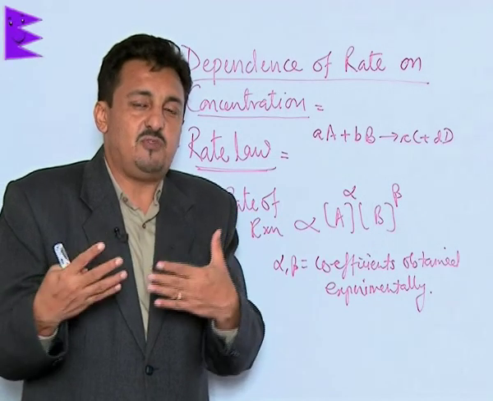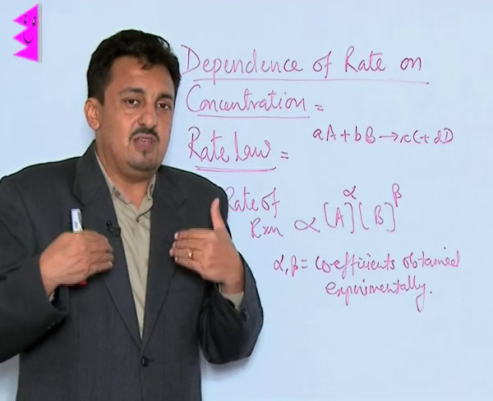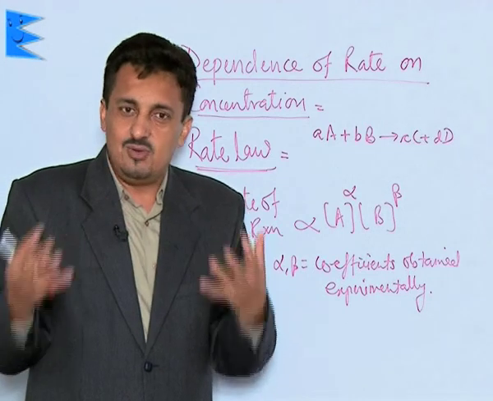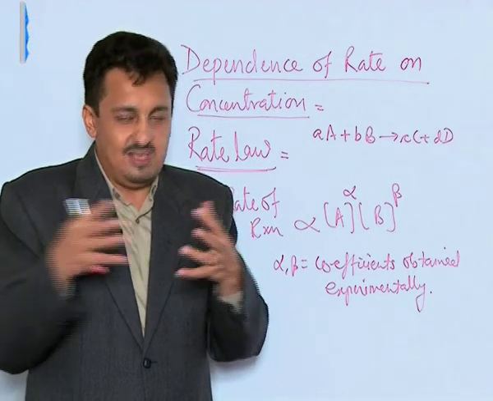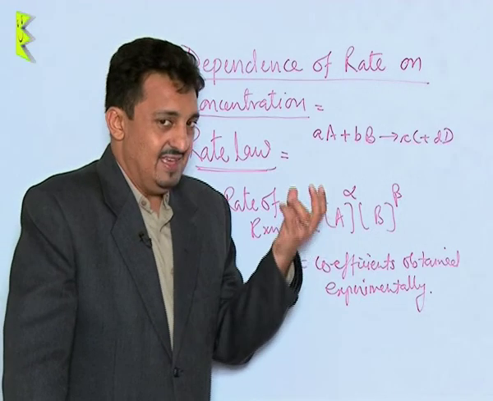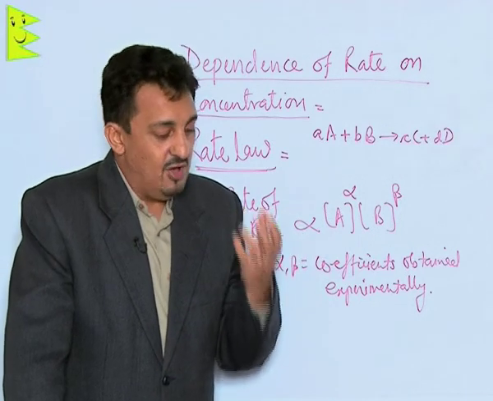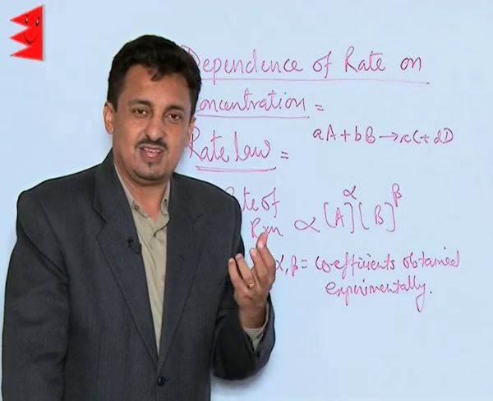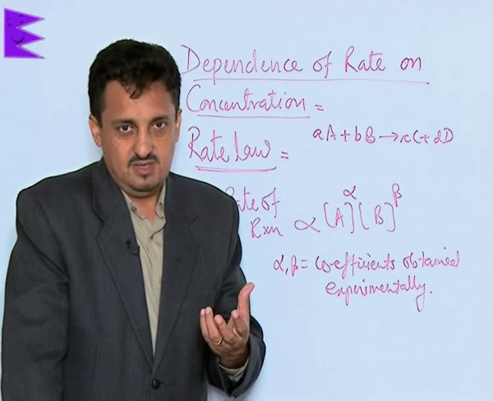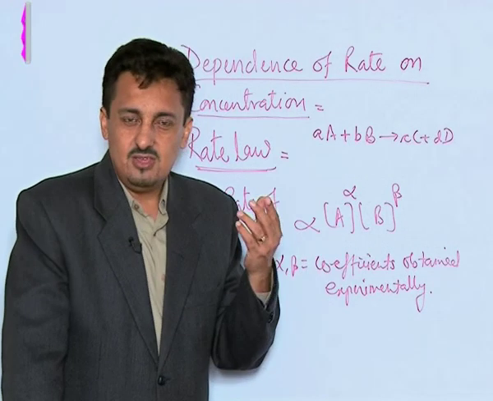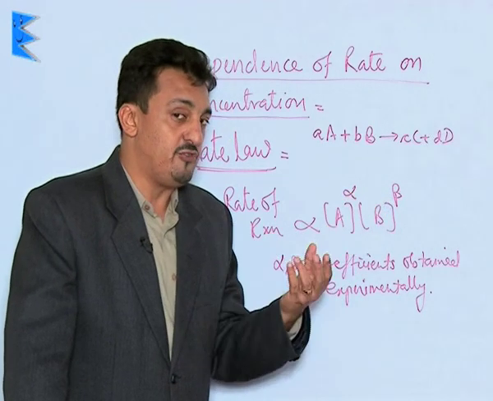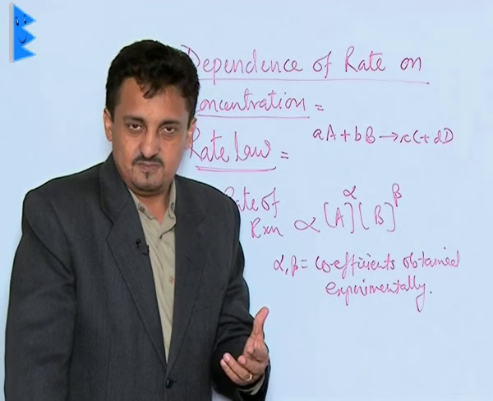Others do not have sufficient energy to react, and that is why when we supply more heat or increase the temperature, more of the reactant molecules are able to react, and the rate of the reaction increases with temperature. But what is important to notice from this law is that the rate depends upon the concentration of the reactants. The more you take, the higher will be the rate of the reaction. So here A and B are the concentrations of the reactants, and alpha and beta, the powers, are coefficients which can only be obtained experimentally.